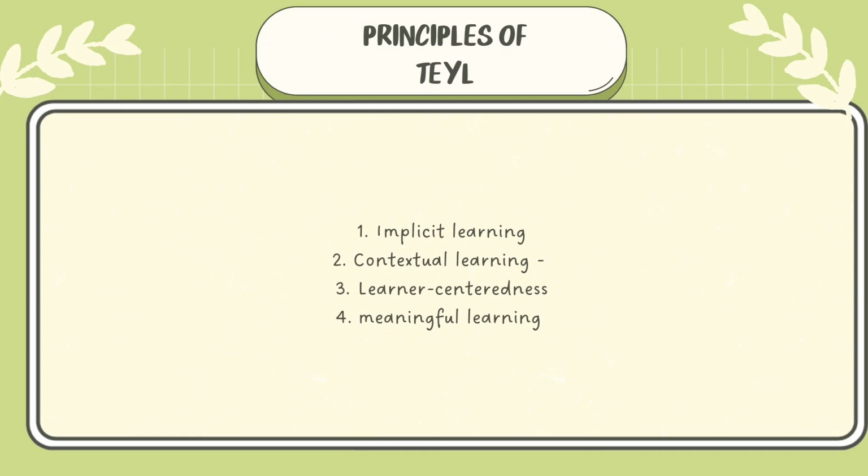For the next is the principles of TEYL. There are four principles of TEYL. First is implicit learning. Implicit learning is the learning of complex information in an unintentional manner, without awareness of what has been learned. Examples from daily life, like learning how to ride a bicycle or how to swim, are cited as demonstrations of the nature of implicit learning and its mechanism.